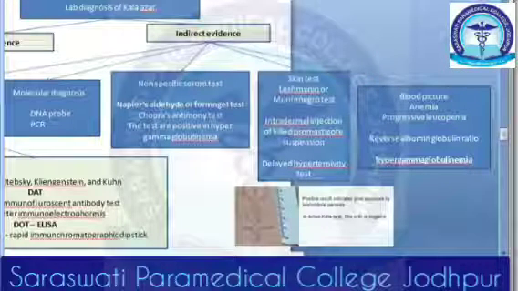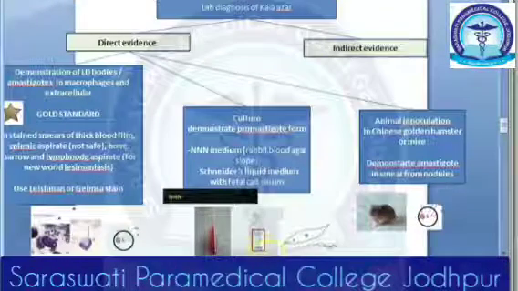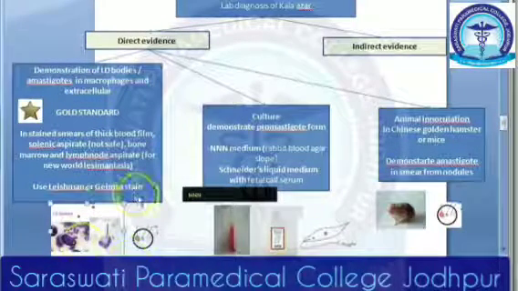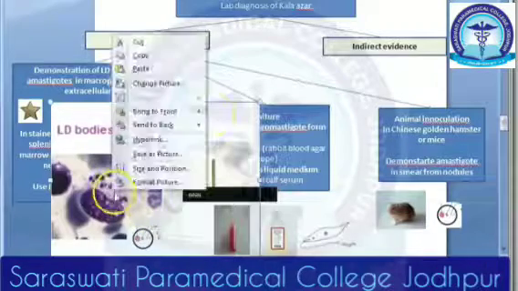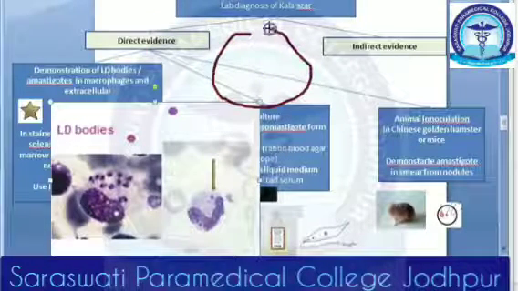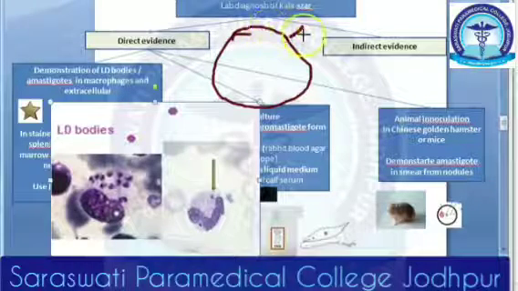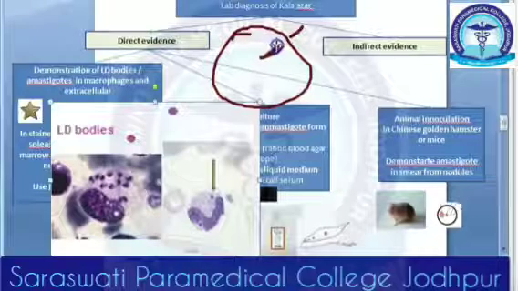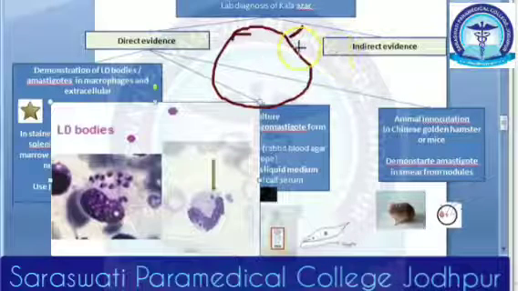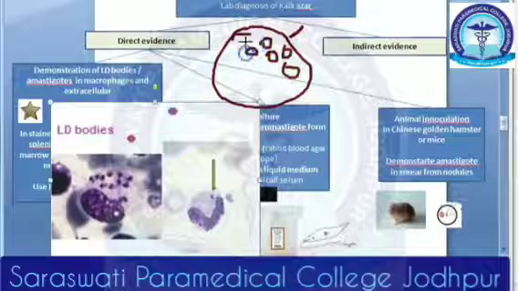Now let us get into the details of the lab diagnosis of Kala Azar. Now coming to the direct evidence. In direct evidence, you will demonstrate what? You will demonstrate the LD bodies. LD bodies means something like this. That is a macrophage. What will happen? When the promastigote comes, this macrophage will engulf the promastigote. Inside the macrophage, it will become an amastigote. This amastigote goes on multiplying inside this macrophage. So, a lot of amastigotes can be demonstrated.